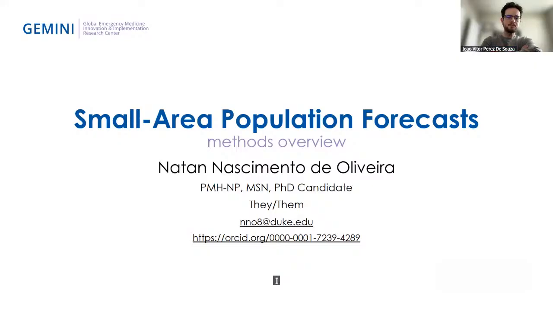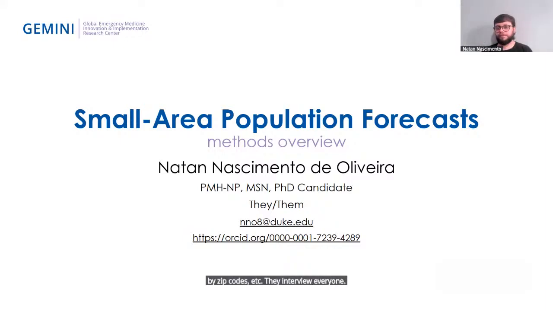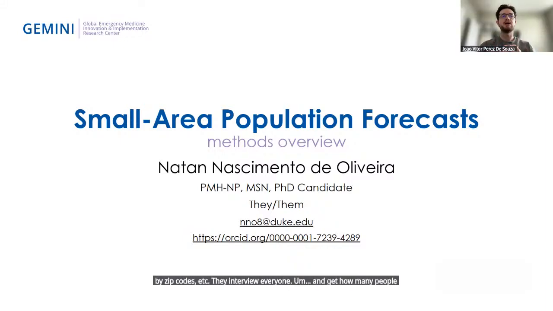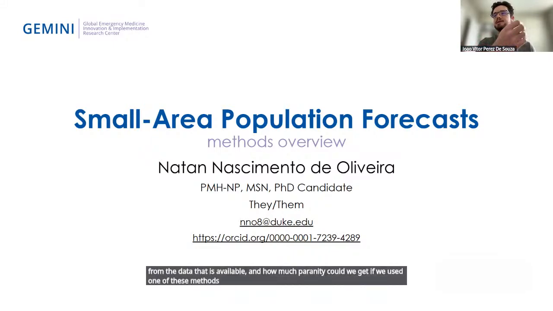I see. And then for the cohort, what they do in the census is that they do it by a randomization process. They go by census tracts, by zip codes, etc. They interview everyone and get how many people are in their houses, etc. to get the actual accurate population. How much is available for us as researchers? Say someone here wants to do research in a state in Brazil to see what is the HIV treatment coverage, how much granularity can they get from the data that is available, and how much granularity could we get if we used one of these methods for forecasting?